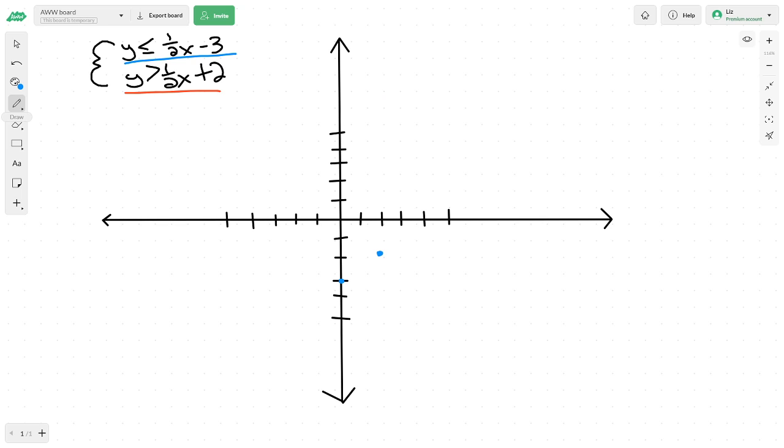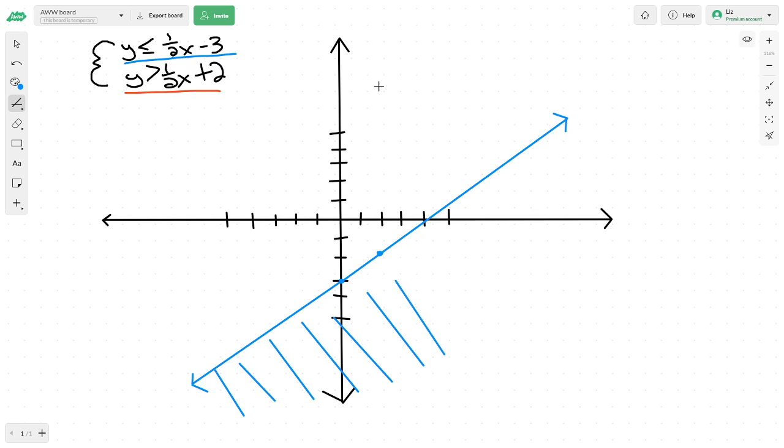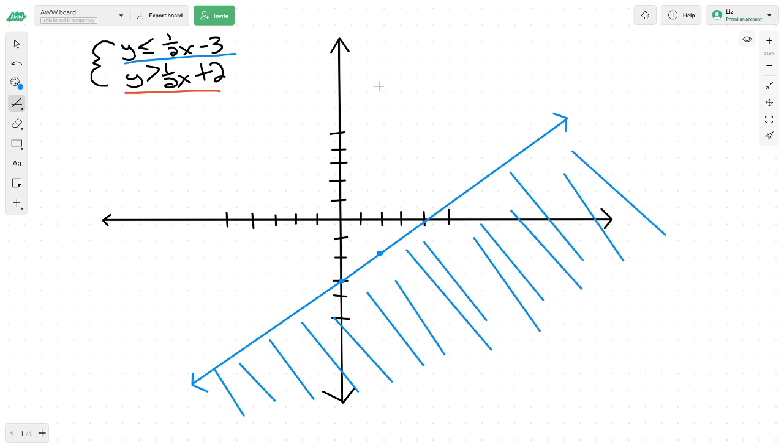And it's going to be a solid line because it's or equal to. And then I'm going to shade in all of the y values that fit the bill there. Everything less than or equal to. All of these. Alright, now let's work with my red line.